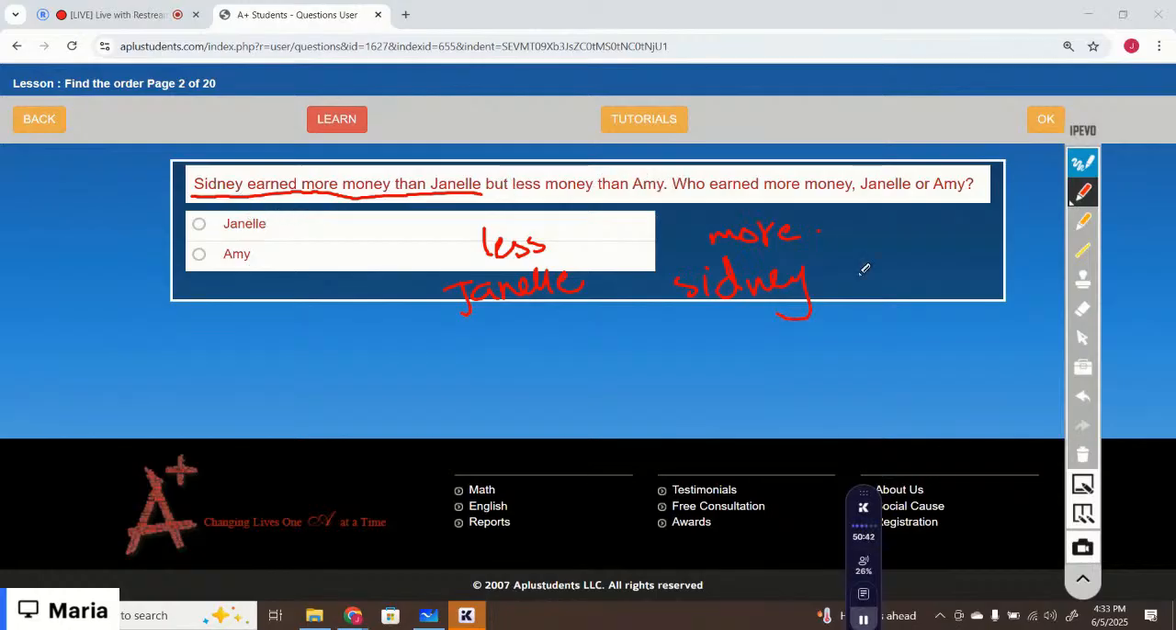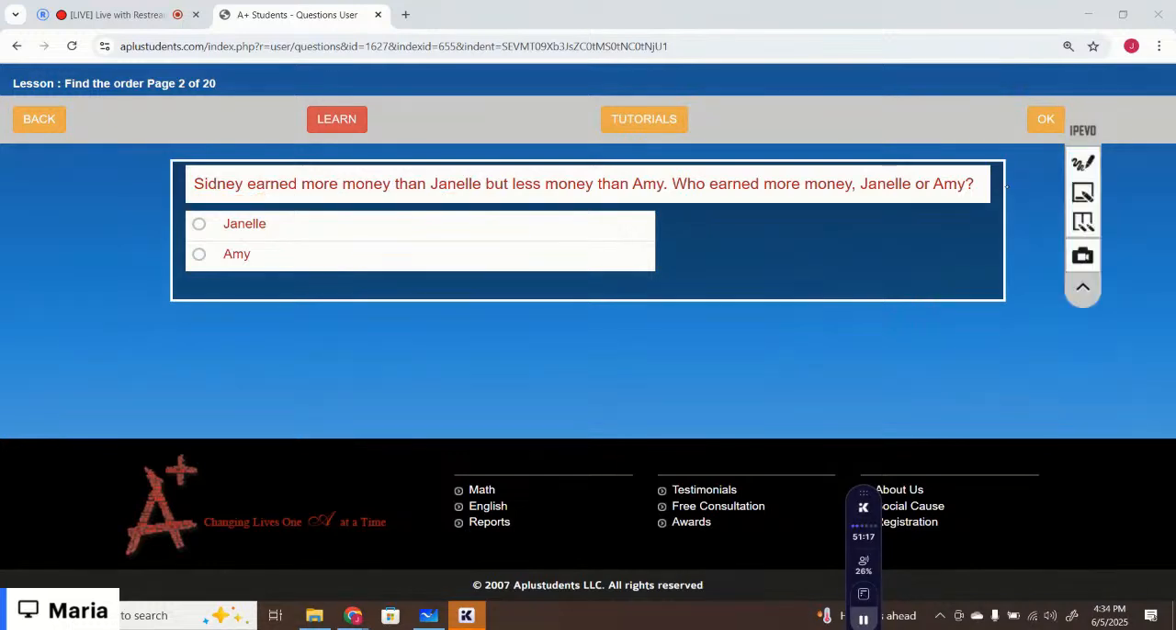So Sigmund earned less money than Emily. Who earned more money, Janel or Emily? Emily earned more money. The correct option is Emily. Option number two is the correct option.